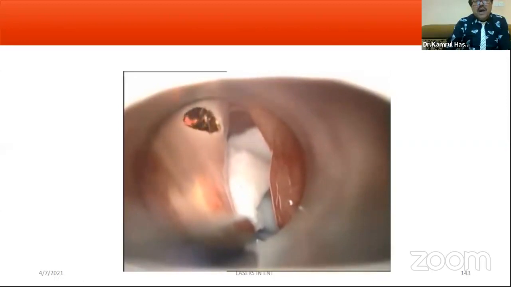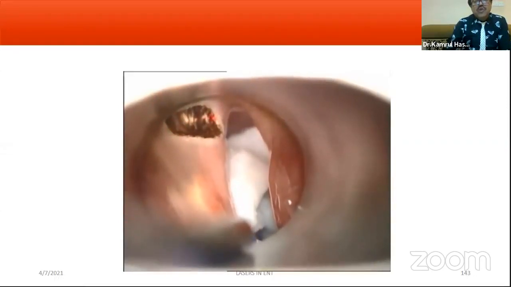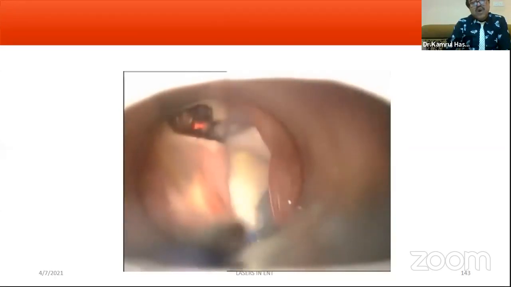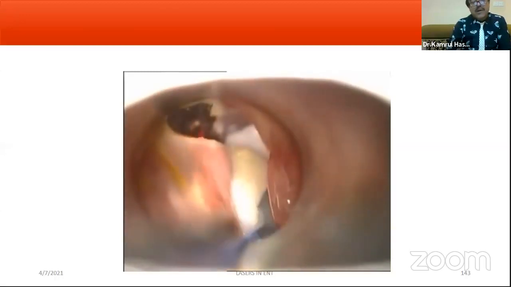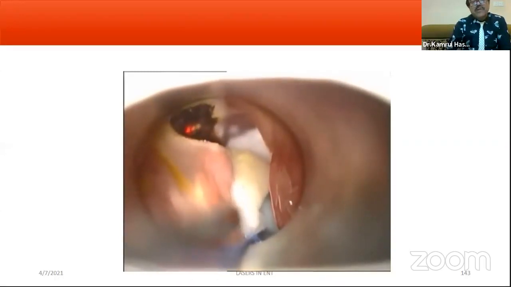You can see how we can do the posterior cordotomy. Yes, beautifully you can do the posterior cordotomy. Sometimes you can repeat the process twice or thrice. Sometimes in a posterior cordotomy, part of the vocal cord tissue is removed. Sometimes part of the arytenoid is taken, sometimes a total arytenoidectomy is done.